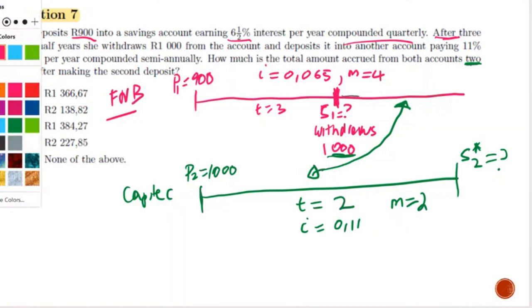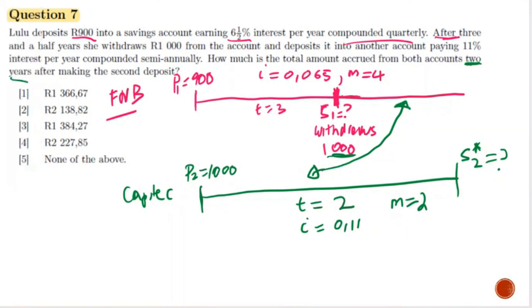It continues with whatever amount is left after she has withdrawn. It is continuing for, this is your T1, it is continuing for 2 years. Okay. So it is going to have an accumulated amount. I'm not going to put a star. I'm going to leave it like that as S2.